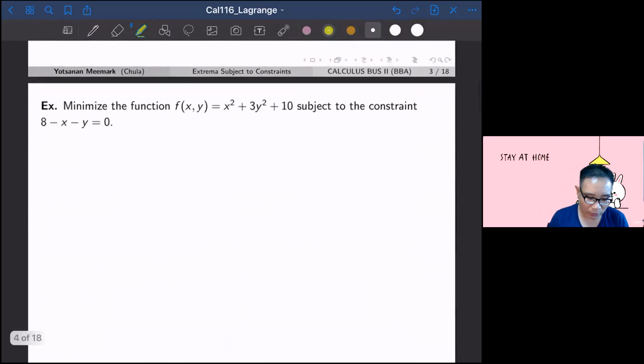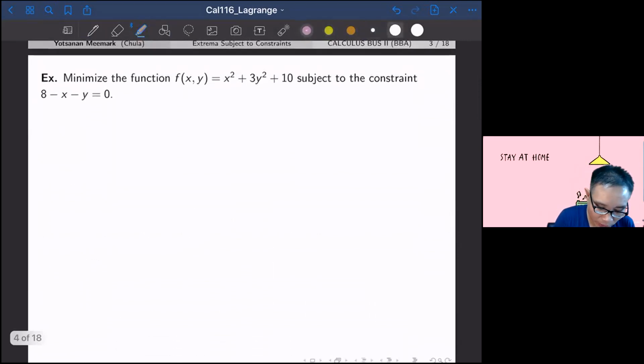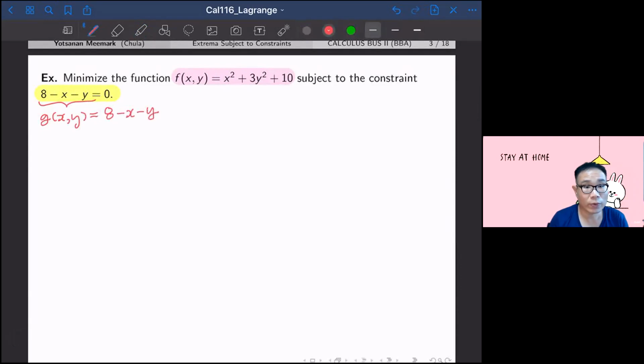Okay, let's go back to our original example. You have f(x, y) equal to x squared plus 3y squared plus 10. This one will be the function that I highlighted pink before. And the constraint is g(x, y) equal to 8 minus x minus y equal to 0. So in this case, g(x, y) will be 8 minus x minus y.